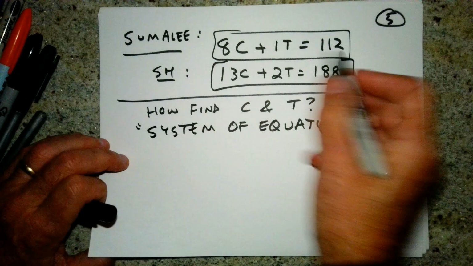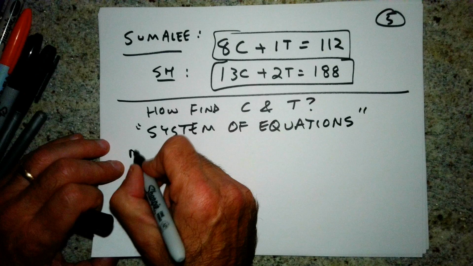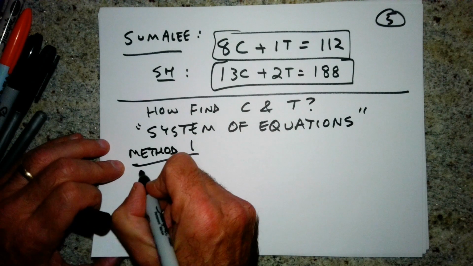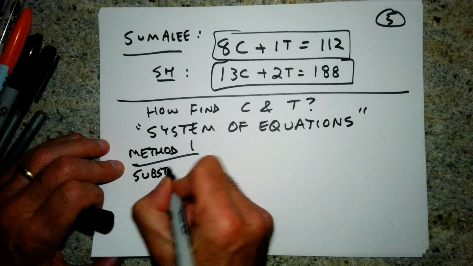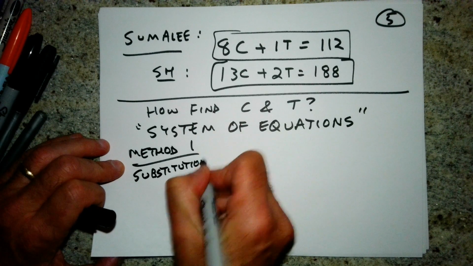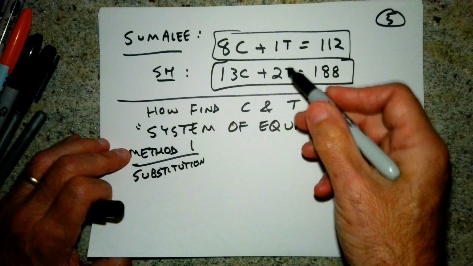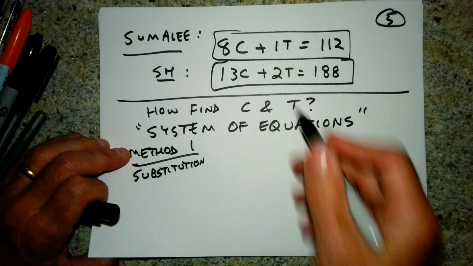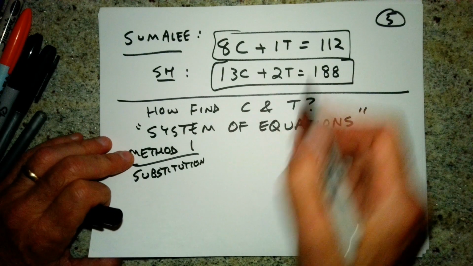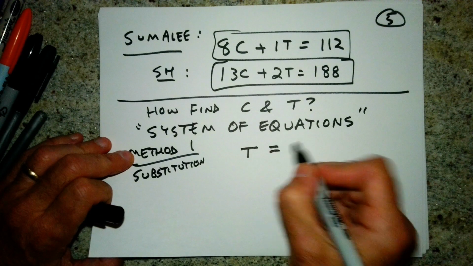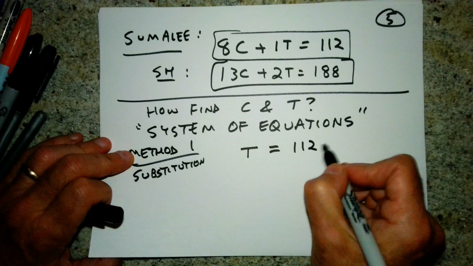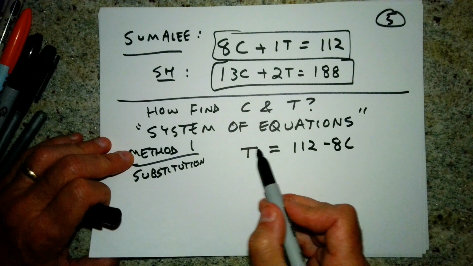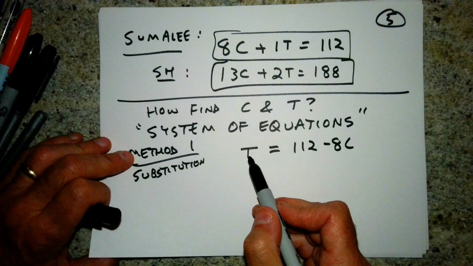All right, there are 2 basic ways to solve this. We'll look at method 1 first, which is the substitution method. In that method, you take one of the equations and solve it for one of the letters and plug that expression in for that letter in the other equation. Since this equation has a single t, I'm going to start with that one. I'm going to solve it for t, and I get 112 minus 8c. Solve it for t means get that letter by itself on one side.